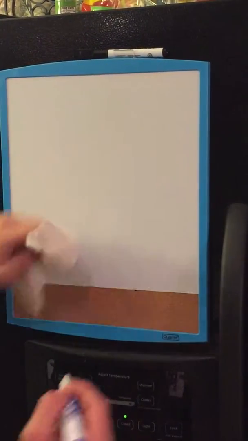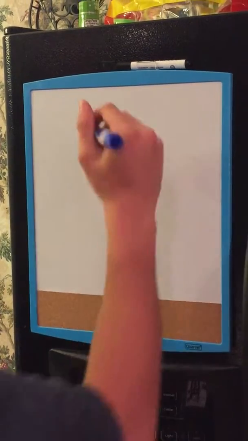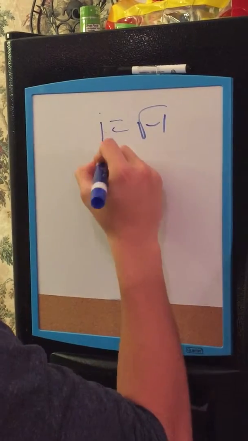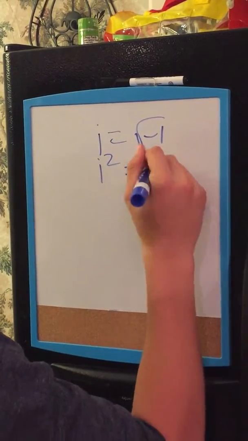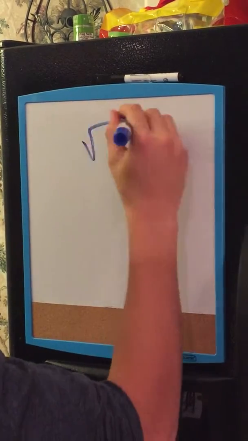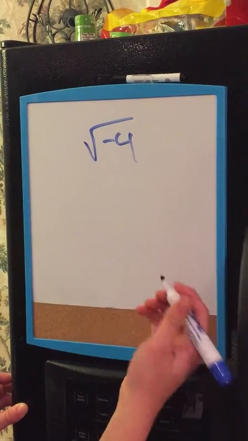So now we're going to do negatives. The first one we're going to do is pretty simple, but there are rules to it. I equals the square root of -1, and I squared equals -1. We're going to start pretty easy and go with the square root of -4.